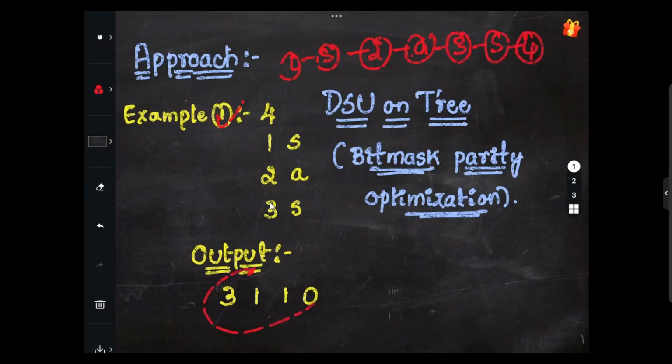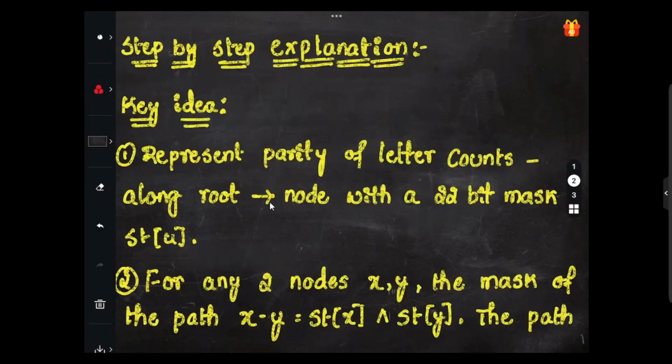So the output that we need to get here is 3110. We will be making use of the DSU, disjoint set union on the tree, basically bit mask parity optimization. So we'll be going with a parity optimization as well, right? Let's see what we'll be doing. Let's go with a step-by-step explanation. Let's see the key idea first.